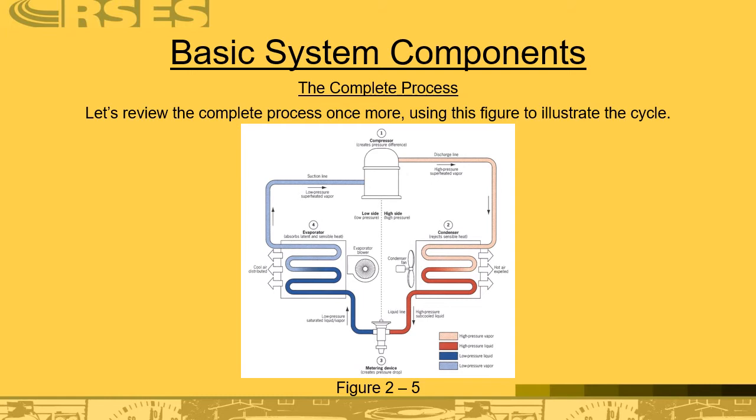Now we go into the metering device. In this case, this is a TXV. And from here, we have created a pressure drop, and we have a mixture of low pressure liquid and vapor into the evaporator coil. And of course, we have an evaporator fan, which is going to pull the heat through this coil, and the heat will be absorbed by the refrigerant. And in doing so, the refrigerant changes from a low pressure liquid to a low pressure vapor only.